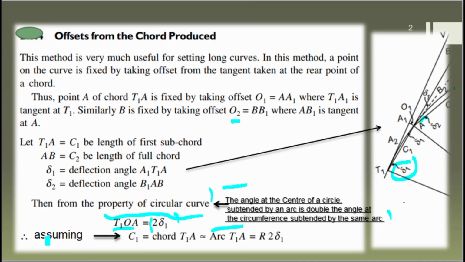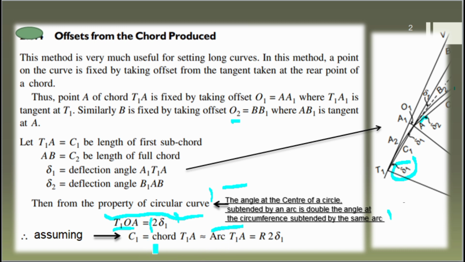And then continuing, by assuming this is the first subchord, the first subchord is found here, from T1 to A. The first subchord C1 and the arc have a minimum distance in between them. In other words, they can be similar, since there is just a little deviation between the two, and you can get the rest.